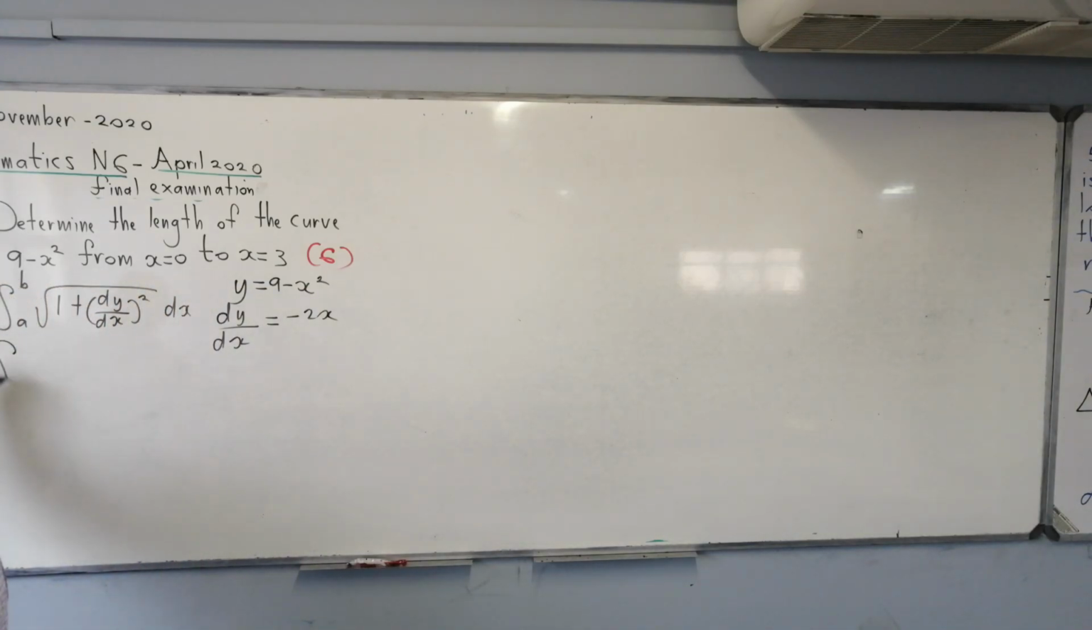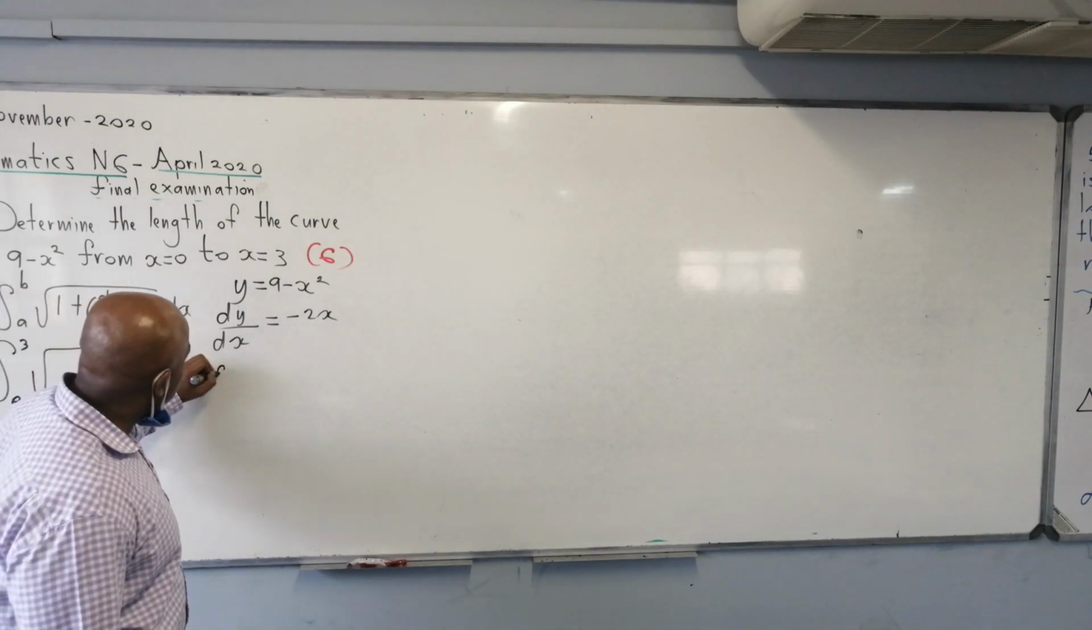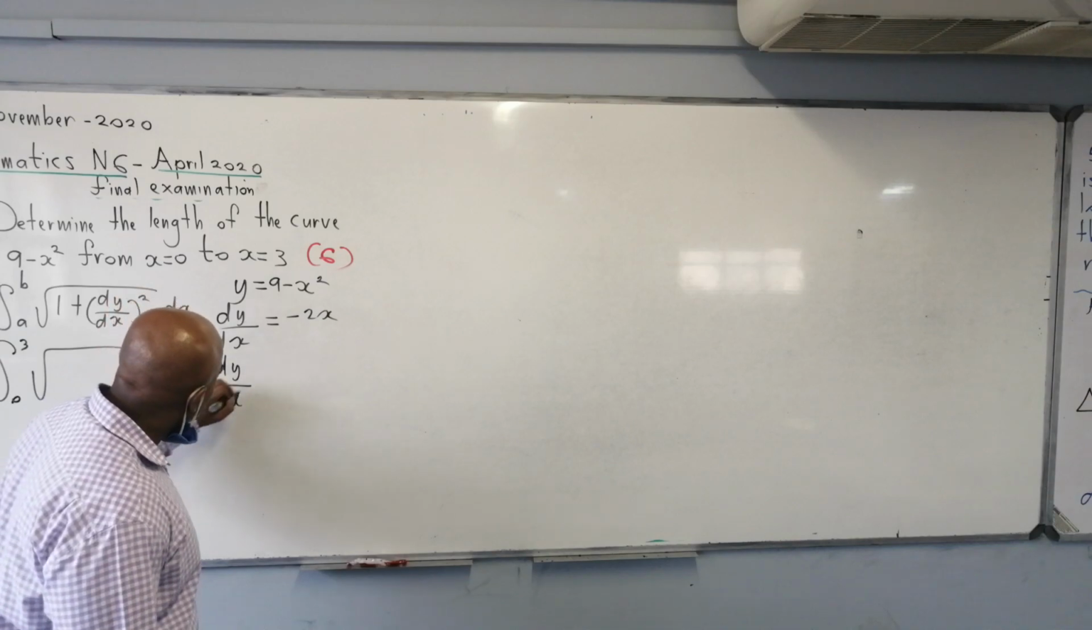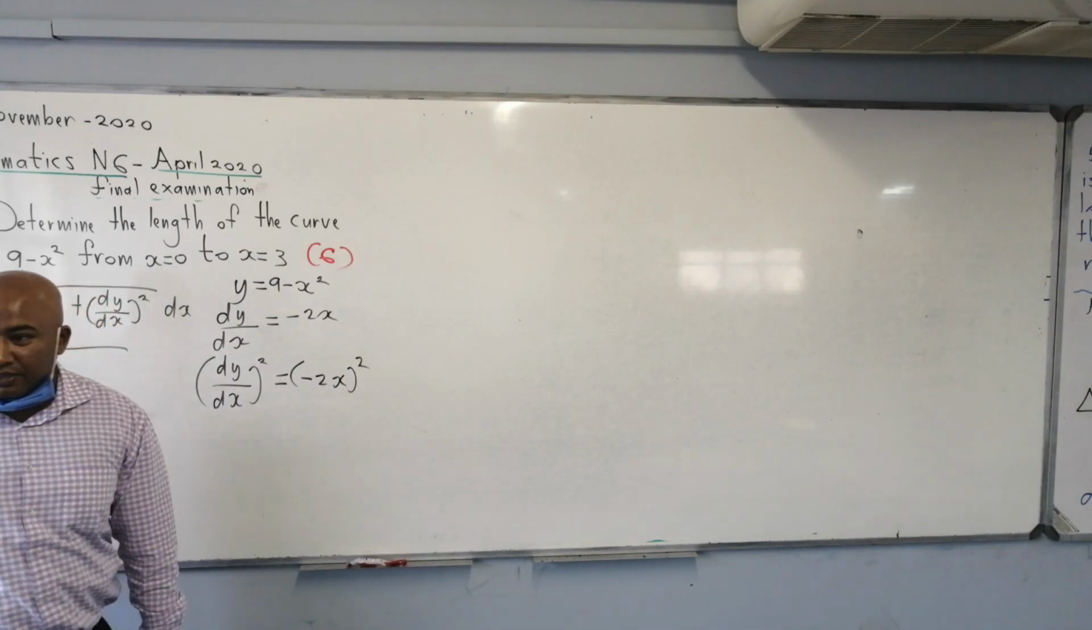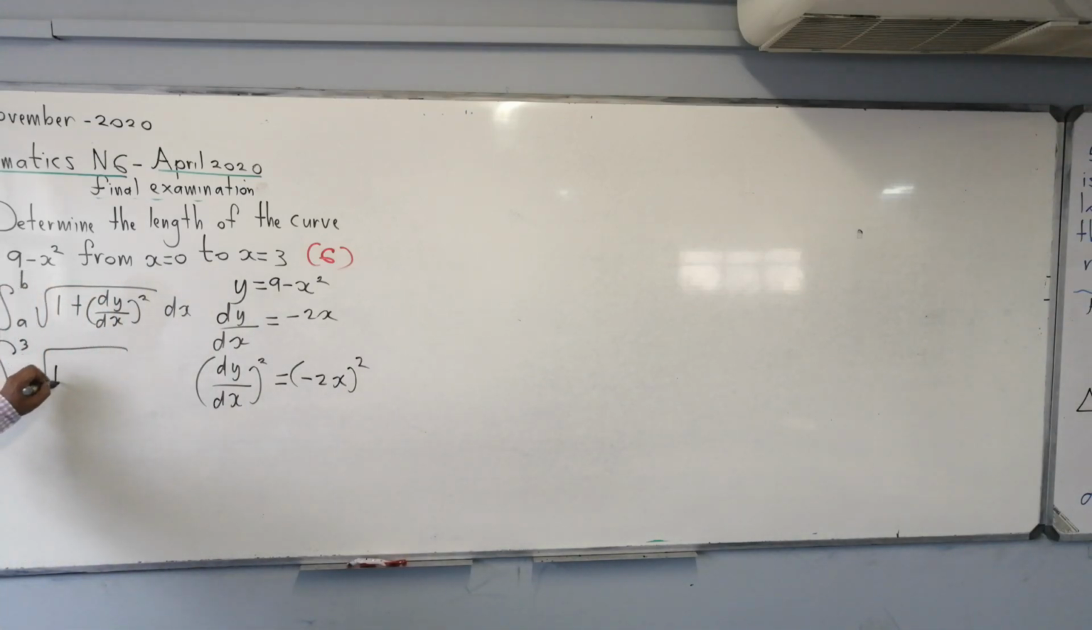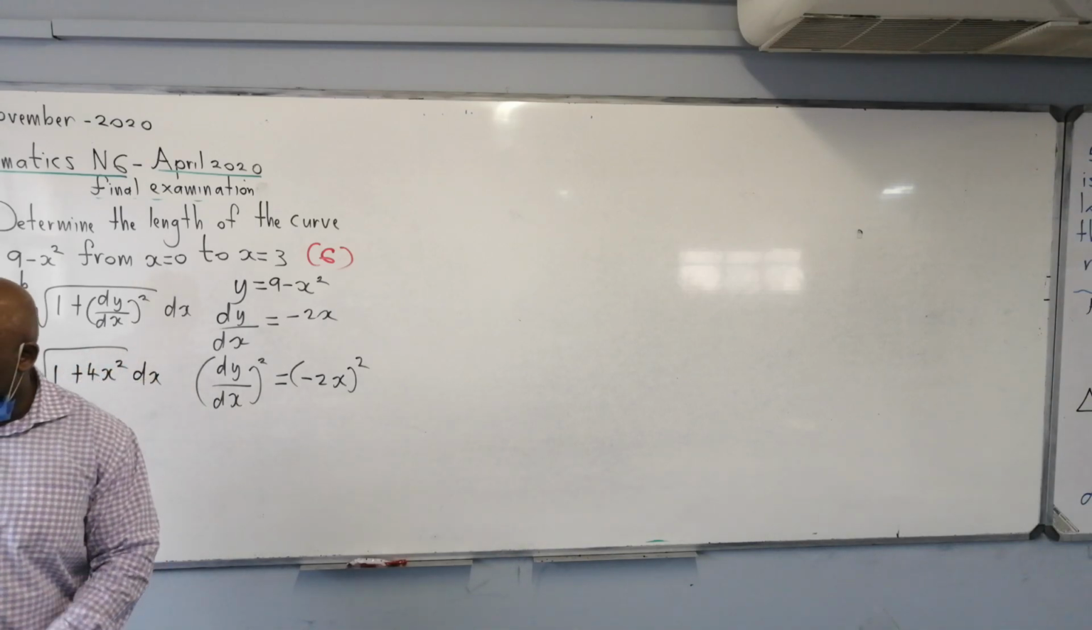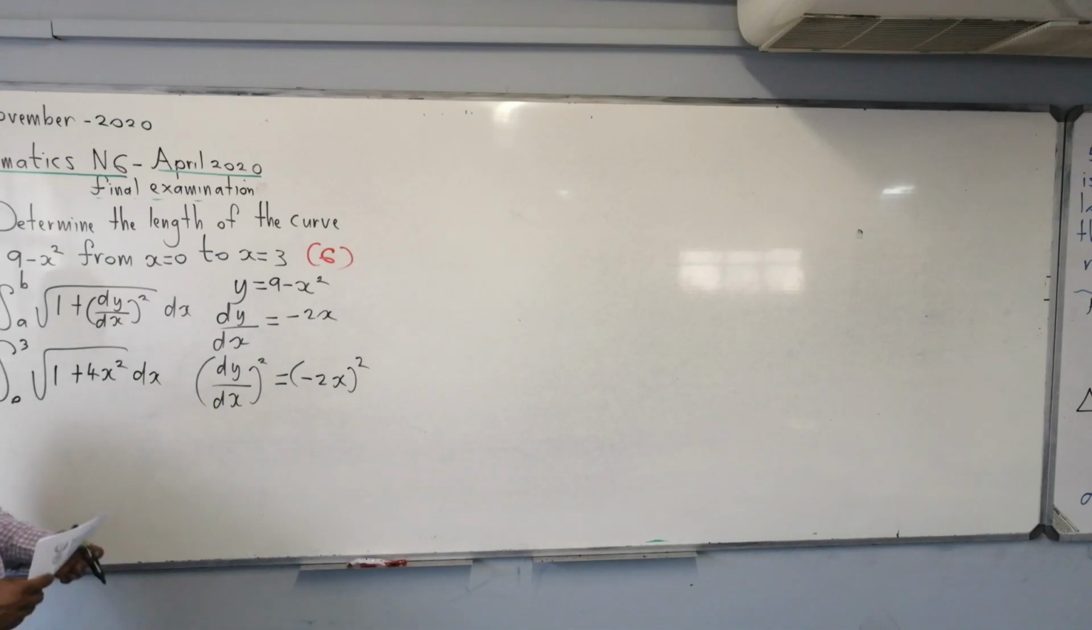So we're integrating from 0 to 3, and this is dy over dx squared, so that's minus 2x squared. Right, so that's going to be 1 plus 4x squared. Now you go to your formula sheet, because this is integration by completing the square. You need to choose the correct formula here.